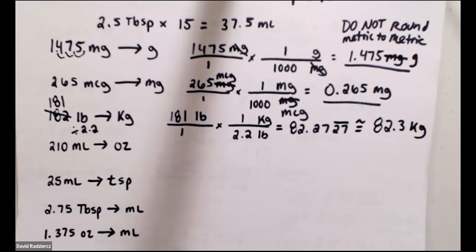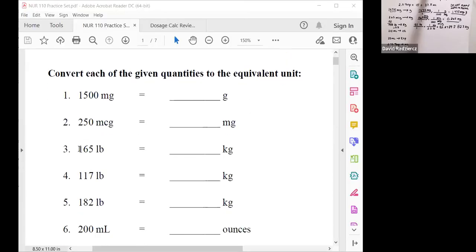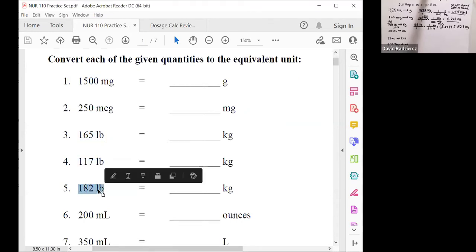So I gave you some additional practice problems like, let me just go back to the practice set so you can see. You have 165 pounds, 117 pounds, 182 pounds. Some of them end up being even numbers. Like, I mean, there's no decimal. Sometimes it just ends in the 10th place. Just consider that a blessing. But if it's like we just saw previously, the 82.272727 or whatever numbers repeating, just remember to round to the nearest 10th.